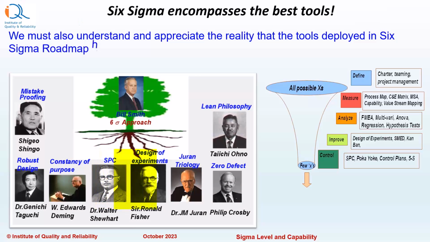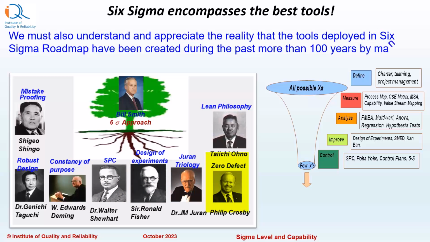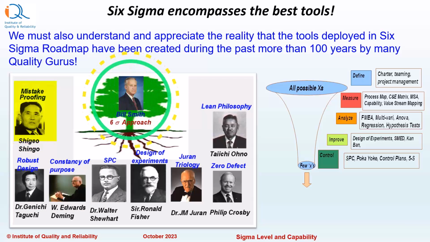Six Sigma approach encompasses the best tools, but we must also understand and appreciate the reality that the tools deployed in Six Sigma approach and roadmap have been created during the past more than 100 years by many quality gurus as shown in the figure below. Not all are shown here, and there could be more also who contributed to the development of all these tools.